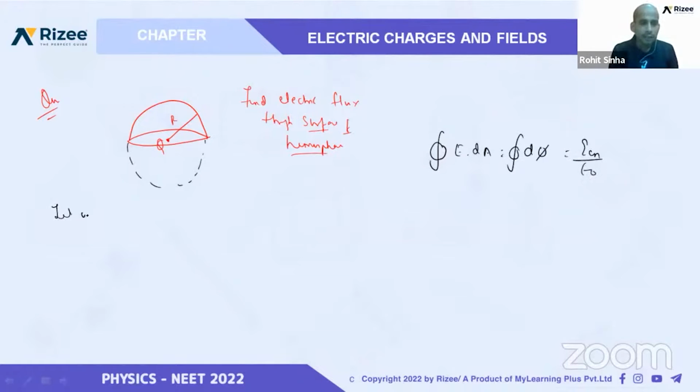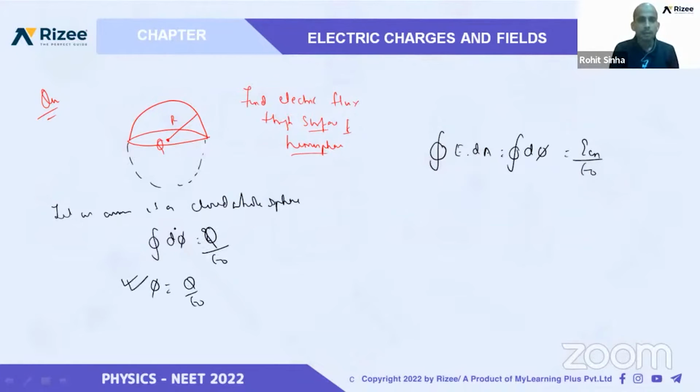First of all, let us assume it as a closed whole sphere, the complete sphere. If it is a whole sphere, what will we get? We will get flux equal to the enclosed charge. The enclosed charge is capital Q by epsilon naught, so the flux will be phi is equal to Q by epsilon naught. But it is not a closed surface, it is only a half surface. That's why we have to multiply by the factor 1 by 2.